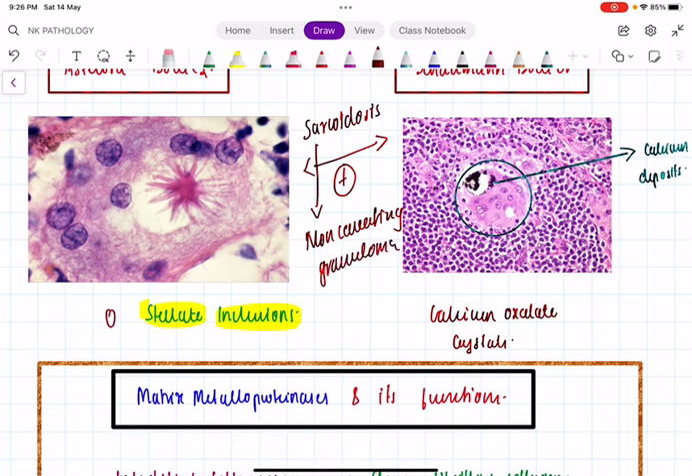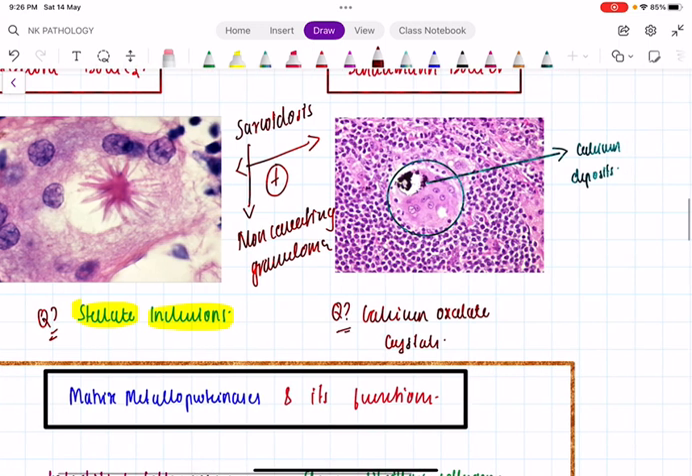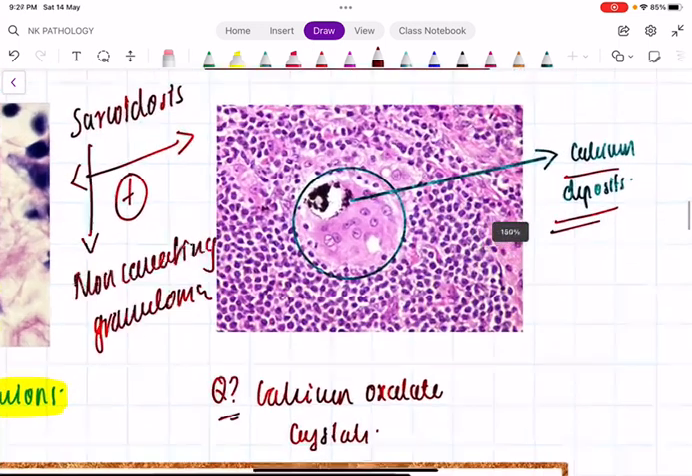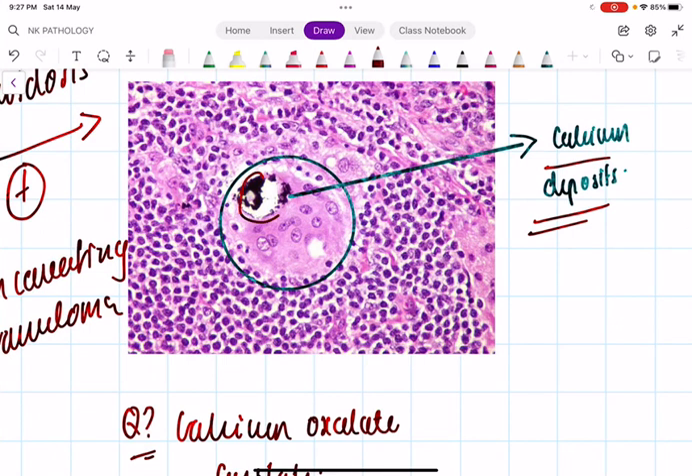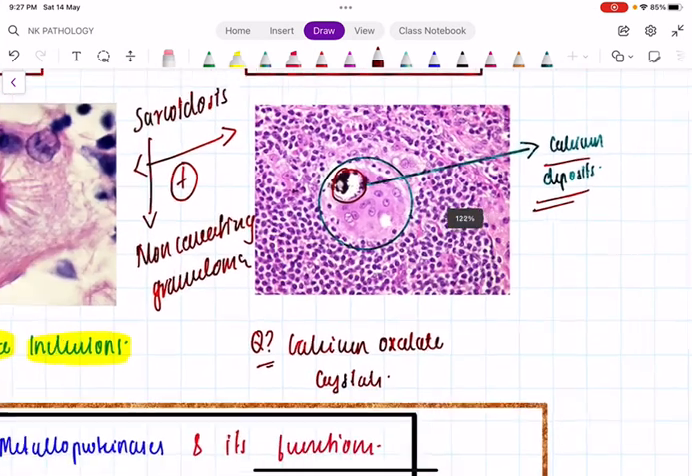We have stellate inclusions and Schaumann bodies. Schaumann bodies, as you can see, are blackish deposits. I am zooming the picture. You can see the blackish deposit here. They are nothing but calcium oxalate crystals.